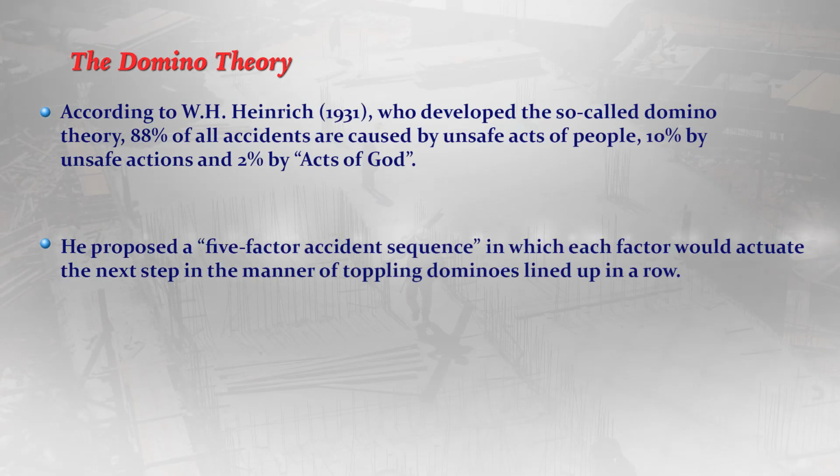Just to repeat, 88% are caused by unsafe acts of people. Mind it, this is very important: a major chunk of these accidents are caused by the unsafe acts of the people and 10% by unsafe actions. So, that way 98% are caused either by the unsafe acts of people or unsafe actions. Heinrich proposed a 5-factor accident sequence in which each factor would actuate the next step in the manner of toppling dominoes lined up in a row.